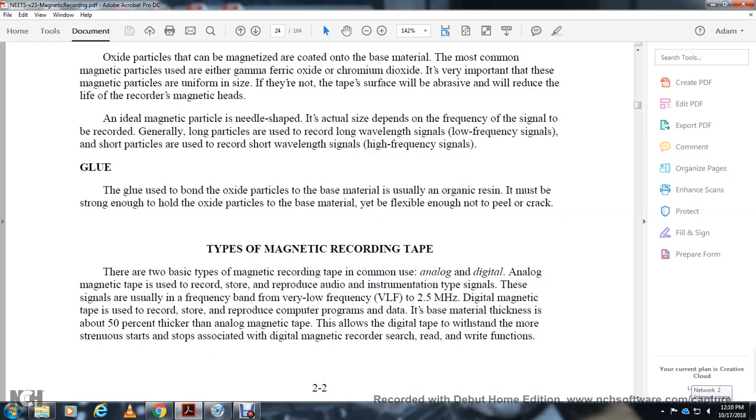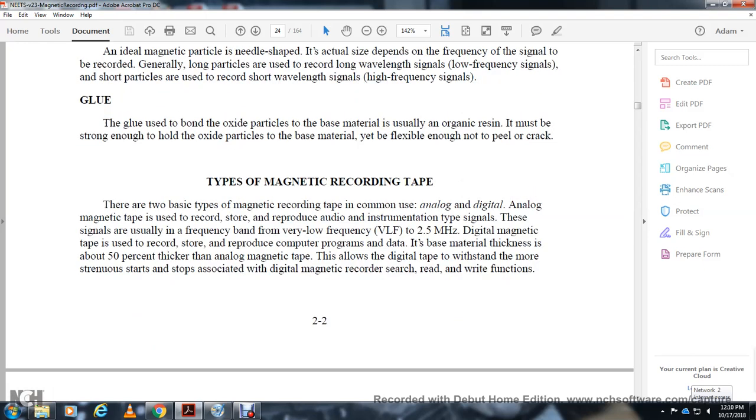There are two basic types of magnetic recording tape in common use: analog and digital. Analog magnetic tape is used to record, store, and reproduce audio and instrumentation type signals. These signals use a frequency band with a very low frequency of up to 2.5 megahertz. Digital magnetic tape is used to record and store computer programs. Its base material is about 50% thicker than analog magnetic tape. This allows digital tape to withstand the more frequent starts and stops associated with digital magnetic recording, search, and read rate functions.